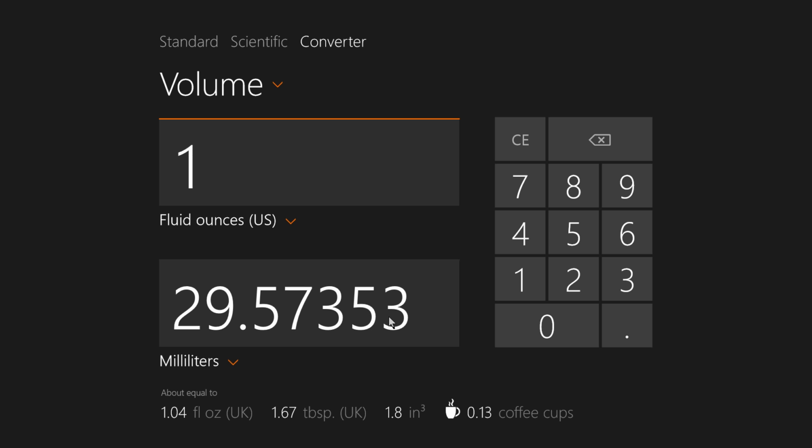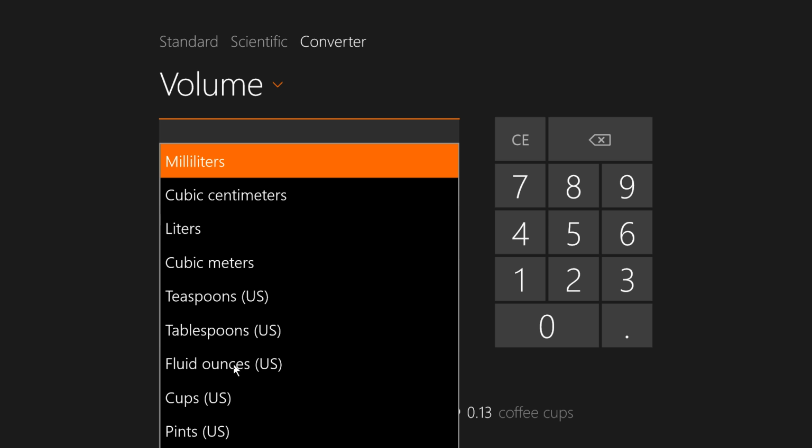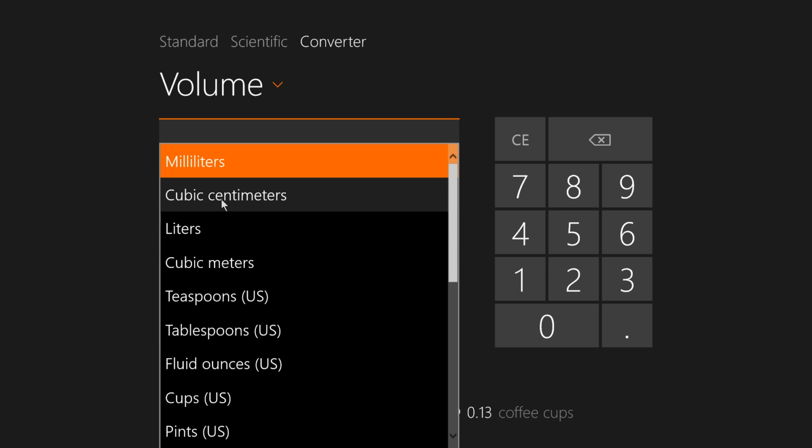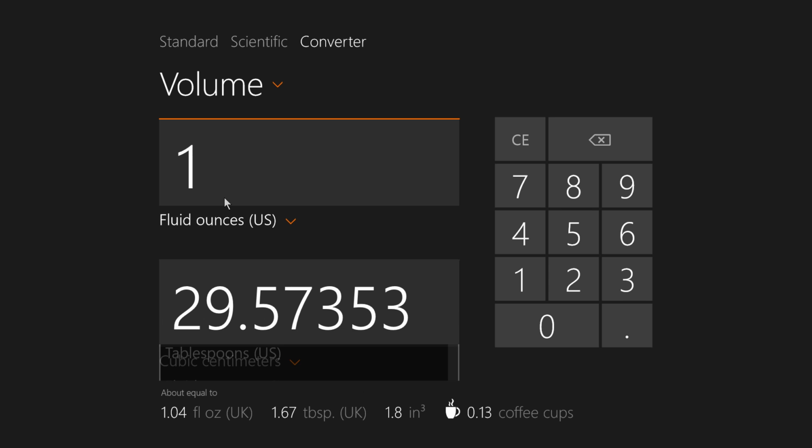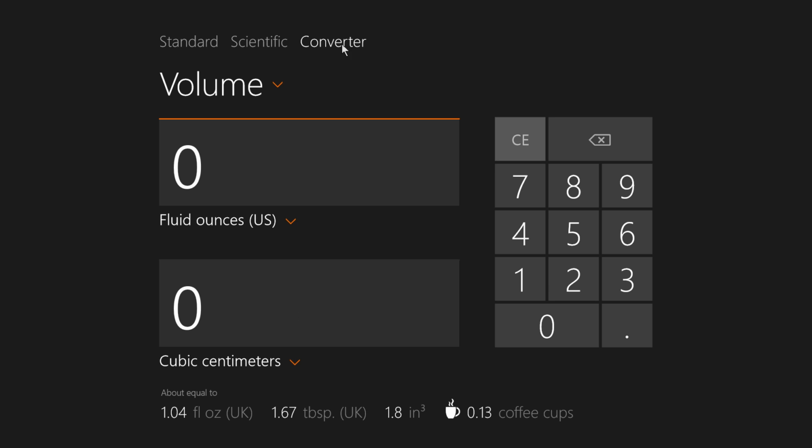29.57353 milliliters. Now I wonder what would happen if we converted to cubic centimeters, because I've always thought that was the same as a milliliter. Not exactly. 29.57353.